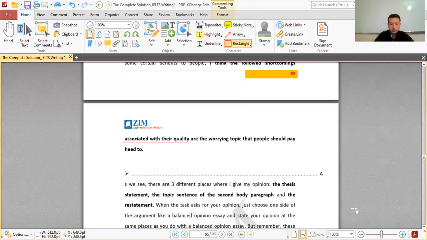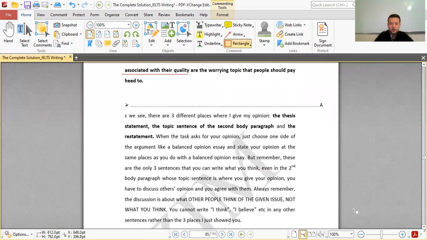Okay? So let's look at a brief conclusion about how to write discussion essays, guys. You can see here three different places where I give my position and opinion: thesis statement, topic sentence of the second argument, and conclusion. But when the task asks for your own opinion, choose one side of the argument like a balanced essay, guys, and restate your position at the same place. You do a balanced opinion essay, but remember, this is only 3 sentences, guys. You can write what you think. Even the second paragraph, whose topic sentence is where you can give your opinion.